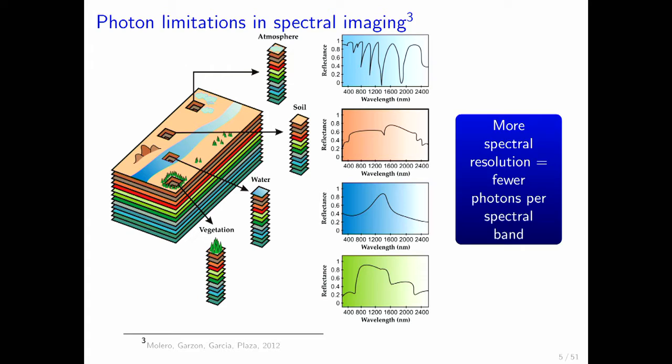Even in regimes where we wouldn't really think about it as being dark, we still have to think about photon limitations. And a great example of this is spectral imaging. So if you've got a satellite collecting spectral images, so for each location in space, you would measure the spectrum of the light that's been reflected, you start having to worry about photon limitations because as you increase the spectral resolution of your image, then you're going to have fewer and fewer photons per spectral band. And so these images can become very noisy very quickly, even if the total amount of ambient light is high. So you suddenly start to face this trade-off between the resolution of the images and how much noise that you have.